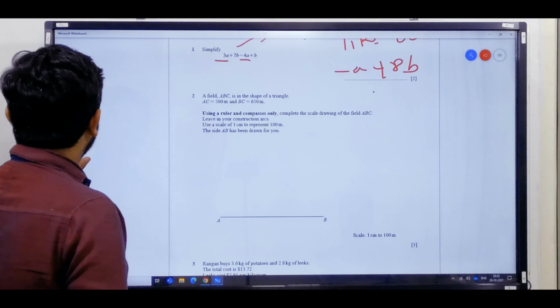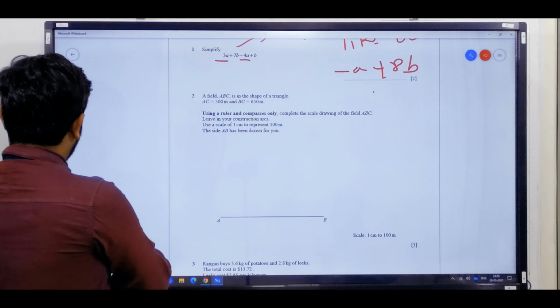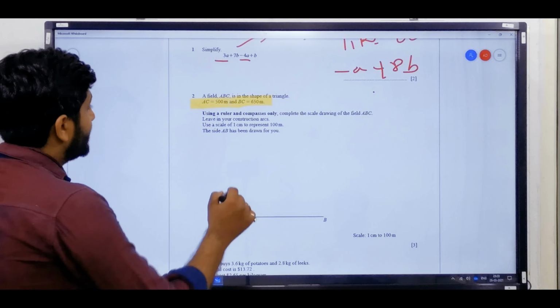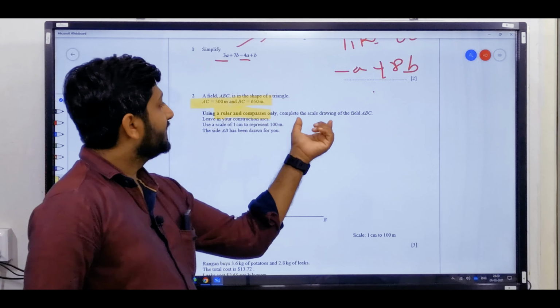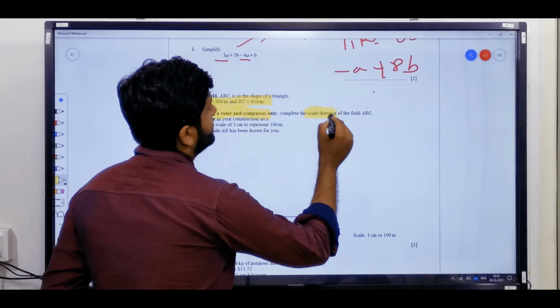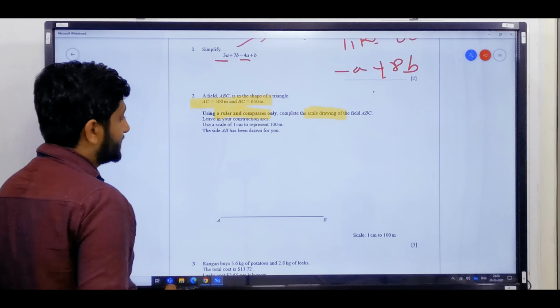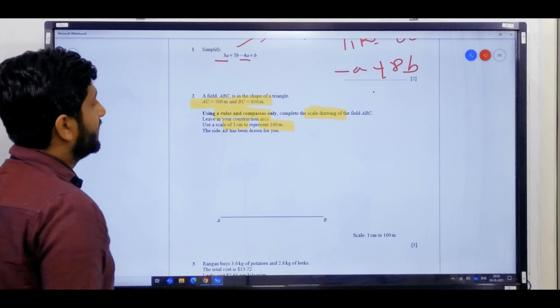A field ABC is in the shape of a triangle. AC is 500 meters, BC is 650 meters. Using a ruler and compass only, complete the scale drawing of the field. See, the question mentions scale drawing, so please ensure that you see this. And the scale given to us is 1 centimeter equals 100 meter.